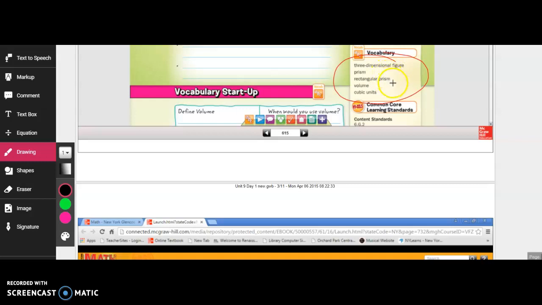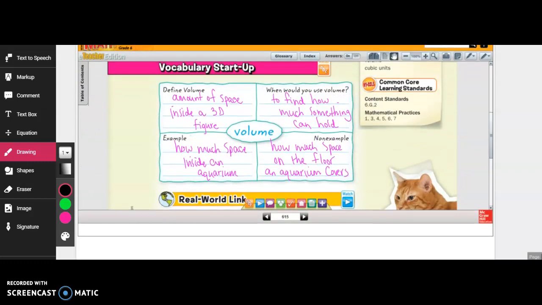As we move on to this part of the lesson, you make sure you know your vocabulary. Prism, rectangular prism, volume. This is again how loud you can listen to music while you're doing your homework. So make sure you are aware of those definitions.